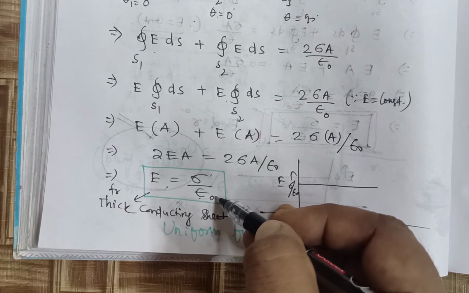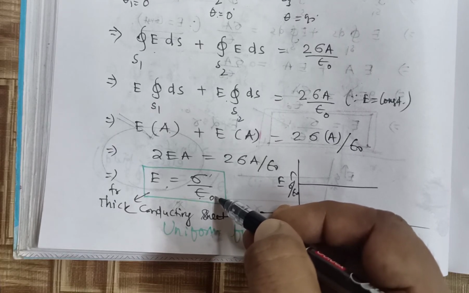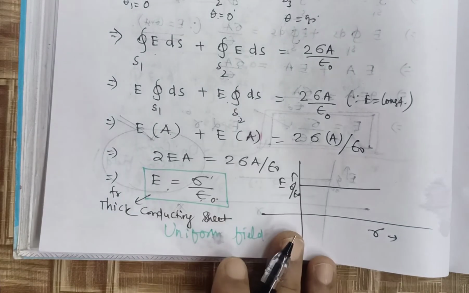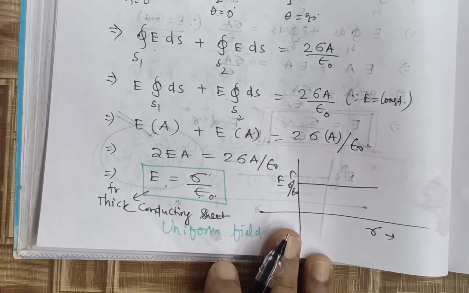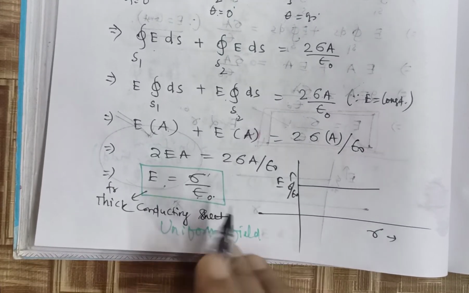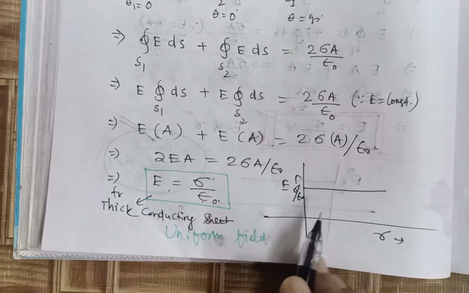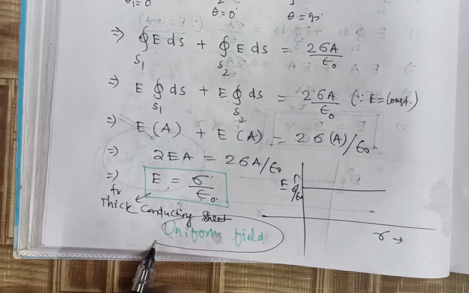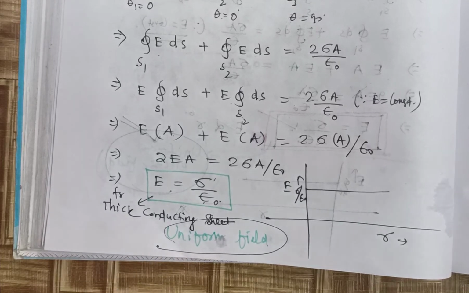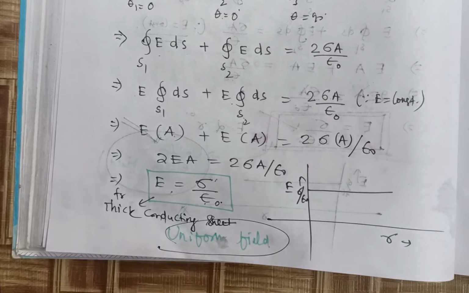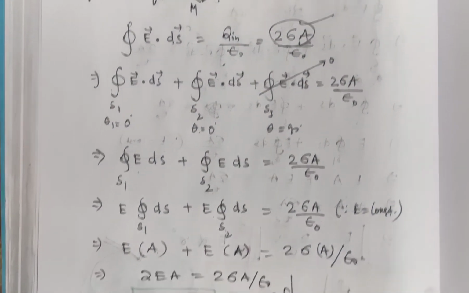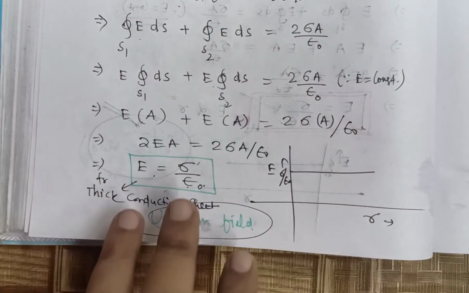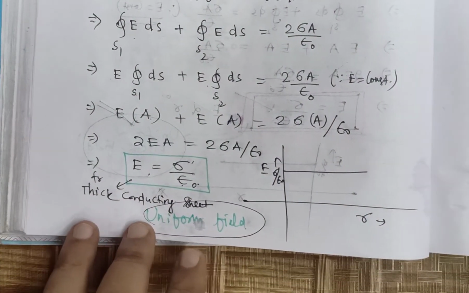If in a problem it is not mentioned whether the sheet is thick or thin, take it as a thin sheet, that is sigma by 2 epsilon 0. Here also the answer is independent of R, so we can say that here also there is a uniform electric field. So these are three applications for linear charge distribution and surface charge distribution. You should remember these steps and practice the derivations for your exam.